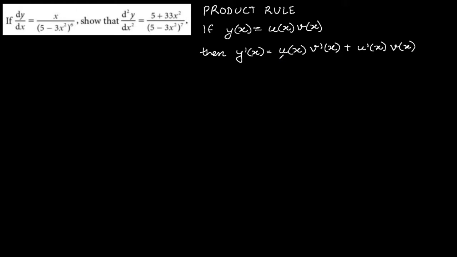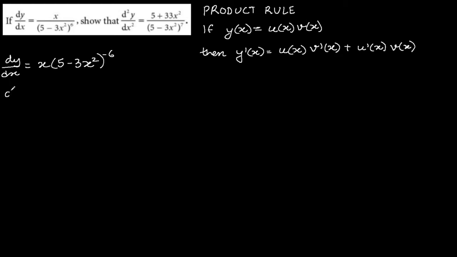One way I like to remember this is: keep number 1, differentiate number 2. Now differentiate number 1 and keep number 2. The products, you add them together. So we can write our dy by dx as a product, like so.